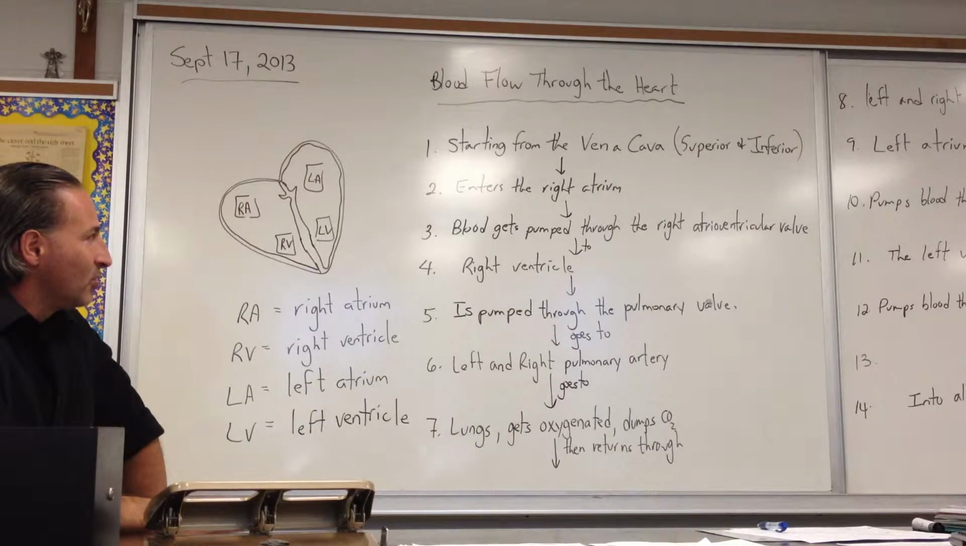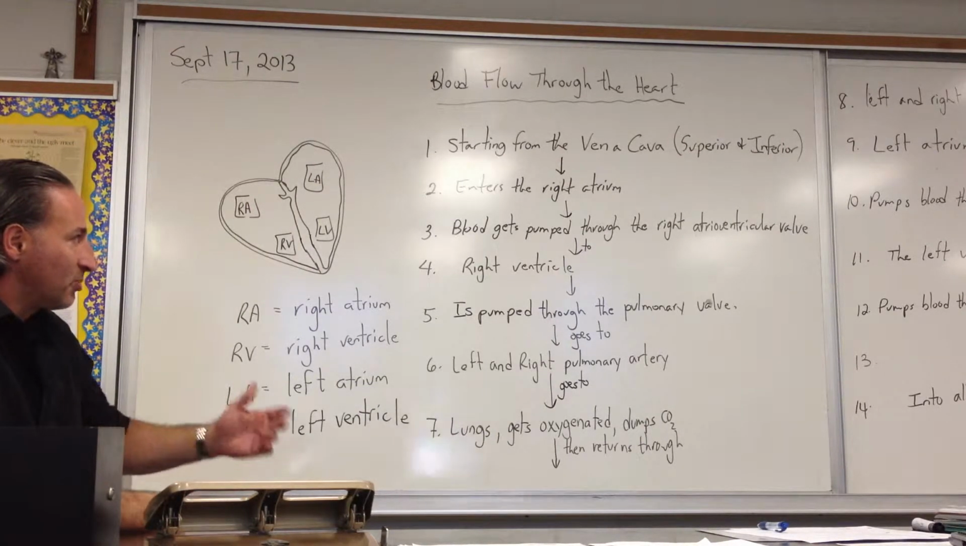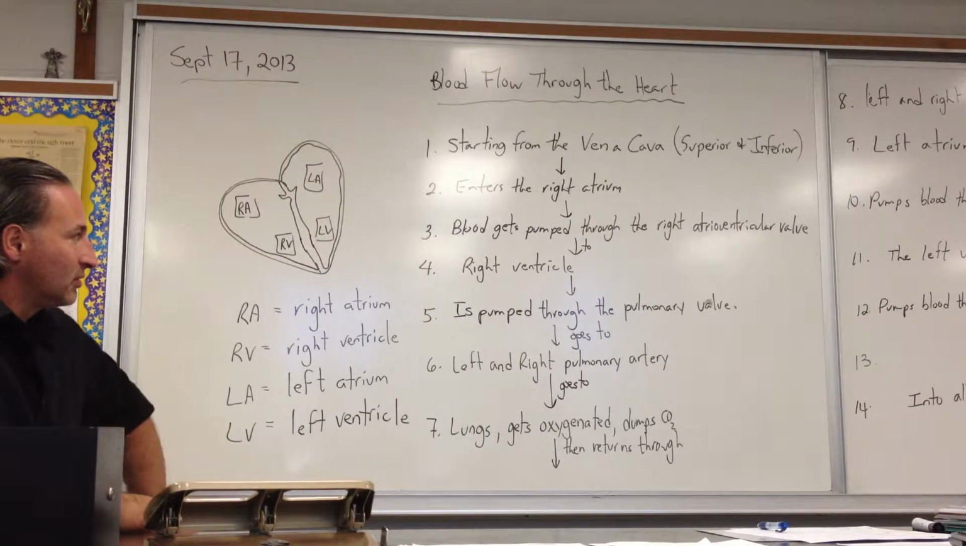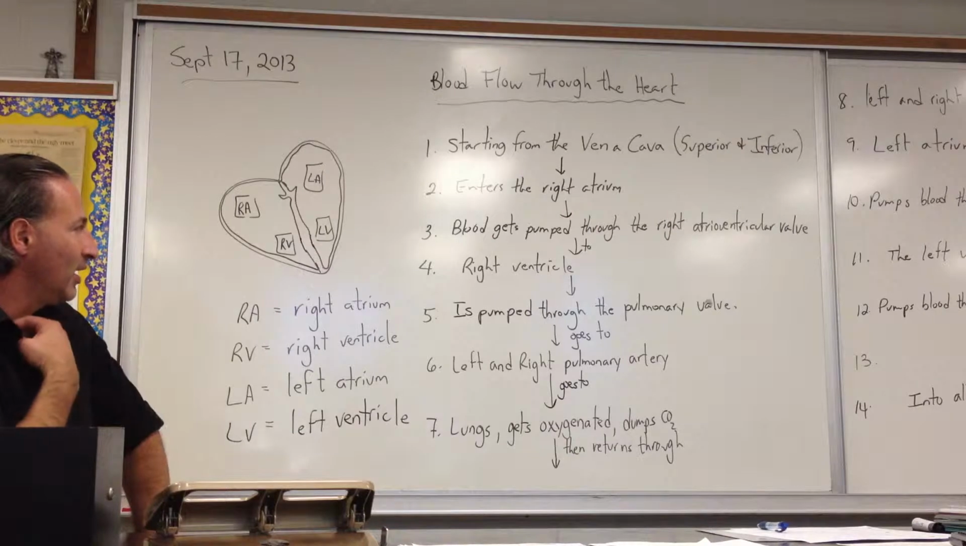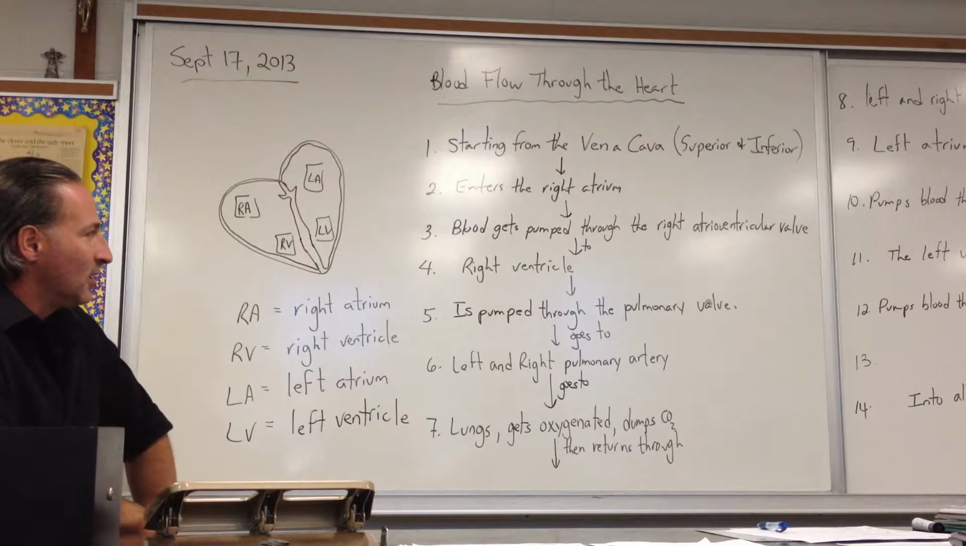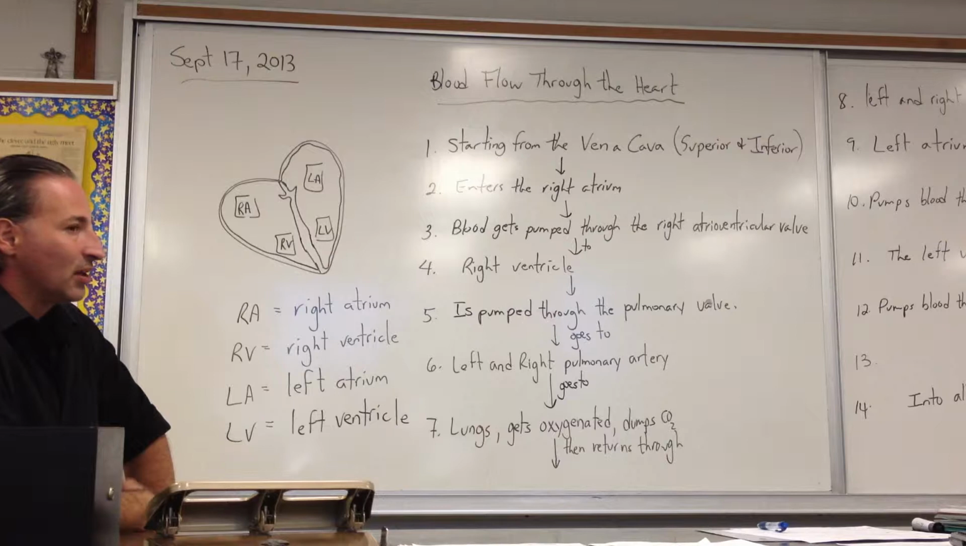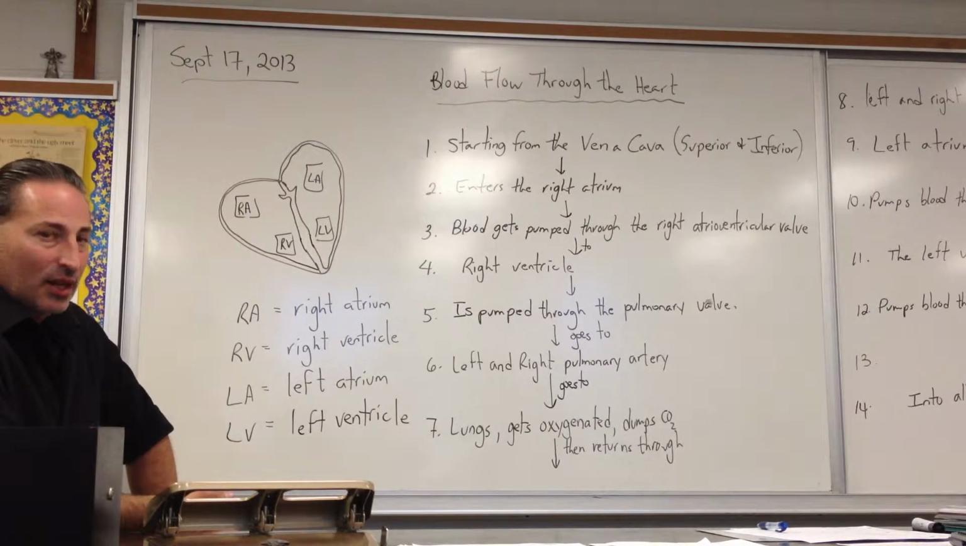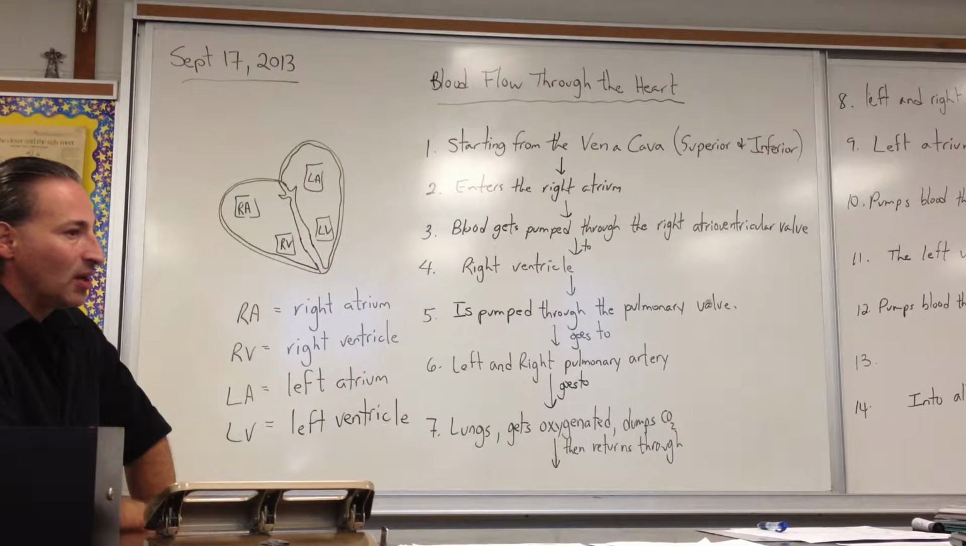So starting from the vena cava, the superior and inferior branches join into the vena cava, which then enters the right atrium. The right atrium forms part of the upper part of the heart. When the upper part of the heart contracts, it pumps the blood through the atrioventricular valves into the lower half of the heart. When the lower half of the heart contracts, it pumps the blood to the lungs and to the body.